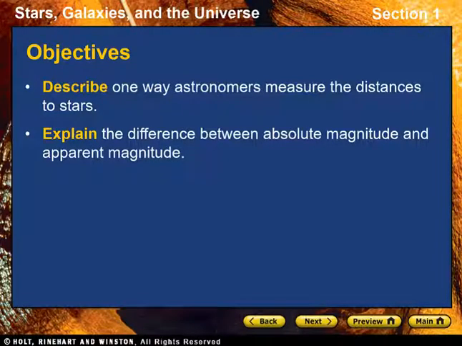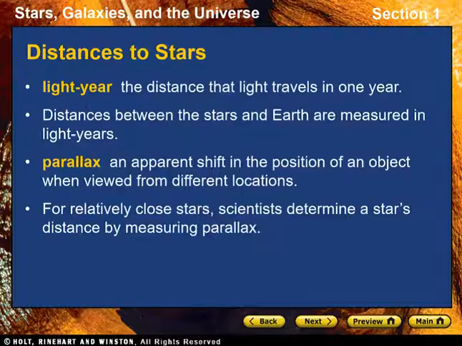At the end of this video, you should be able to describe one way astronomers measure the distances to stars and explain the difference between absolute magnitude and apparent magnitude. Chapter 30, Section 1, Distances to Stars.